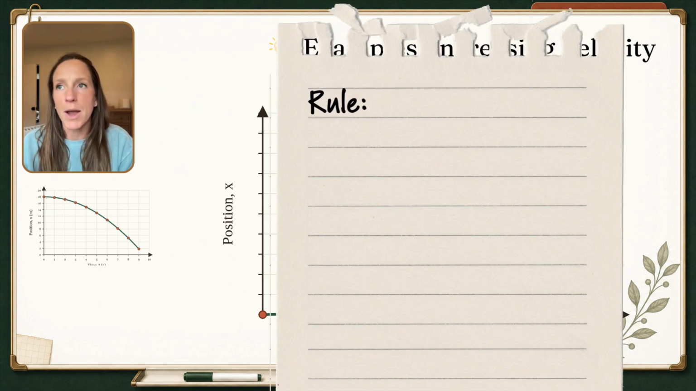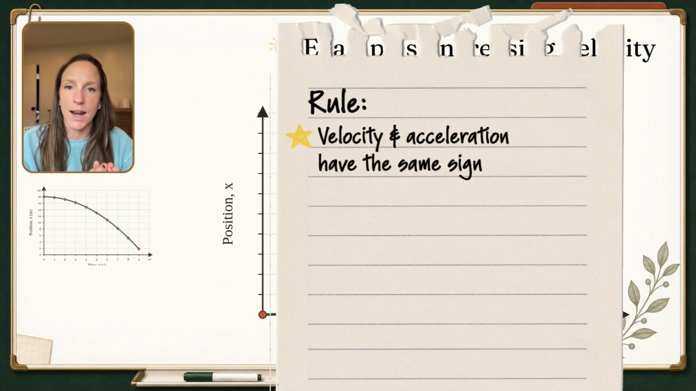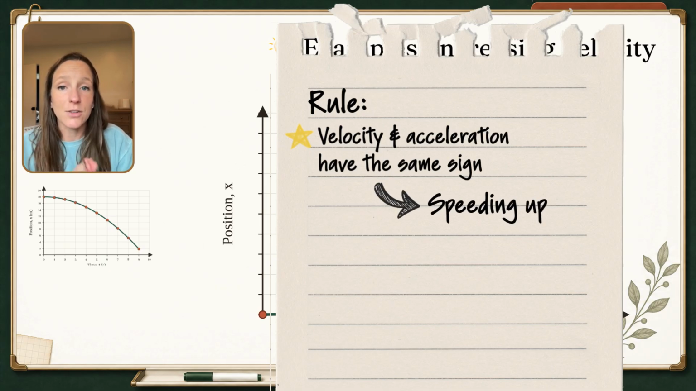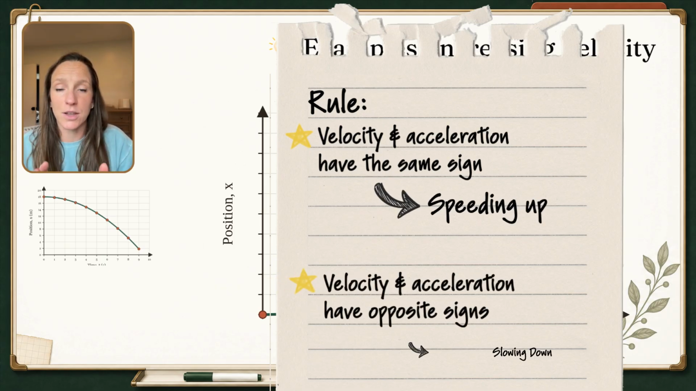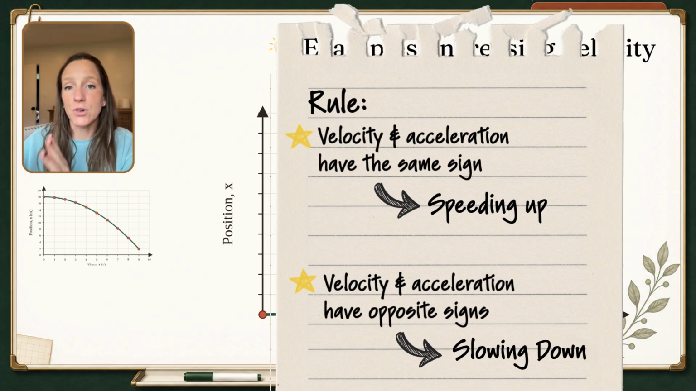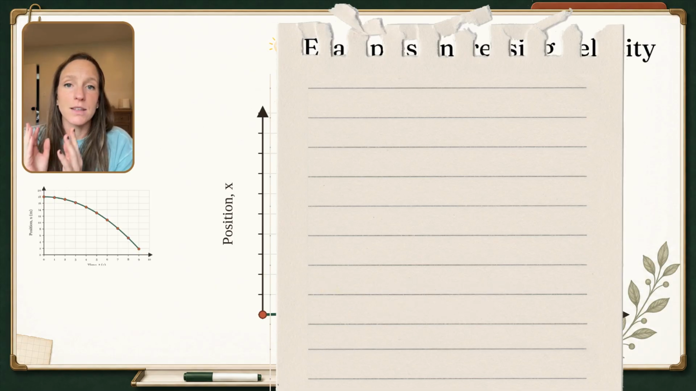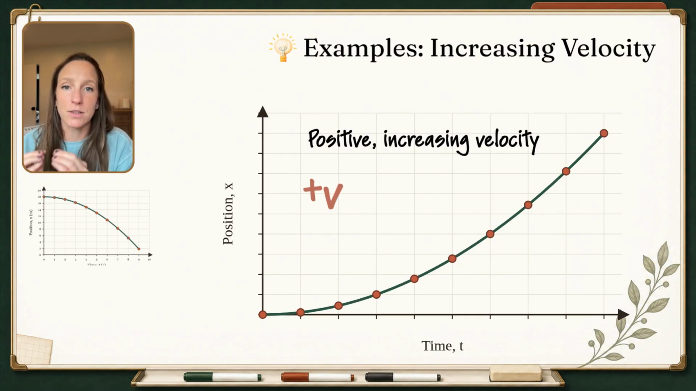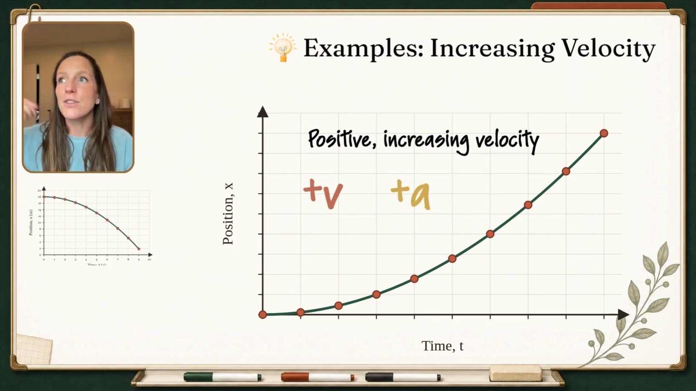But if you don't remember, I'll remind you, the rule is that if you have velocity and acceleration that have the same sign, the object is speeding up. If velocity and acceleration have opposite signs, that's an object that's slowing down. So for this graph, we know that the velocity is positive because we have a positive slope. And if we're trying to determine the sign of acceleration for this case, we can say, okay, this is a graph of something that's speeding up, so velocity and acceleration must have the same sign. Velocity is positive, acceleration is positive.